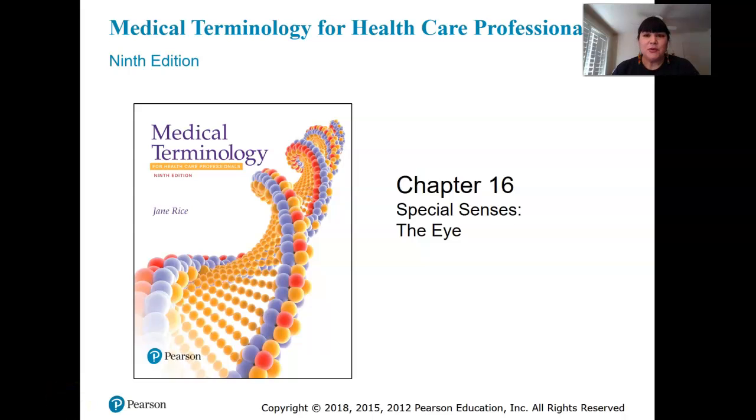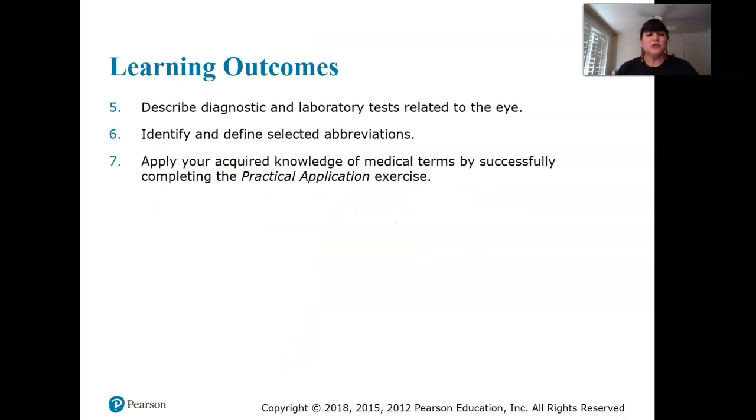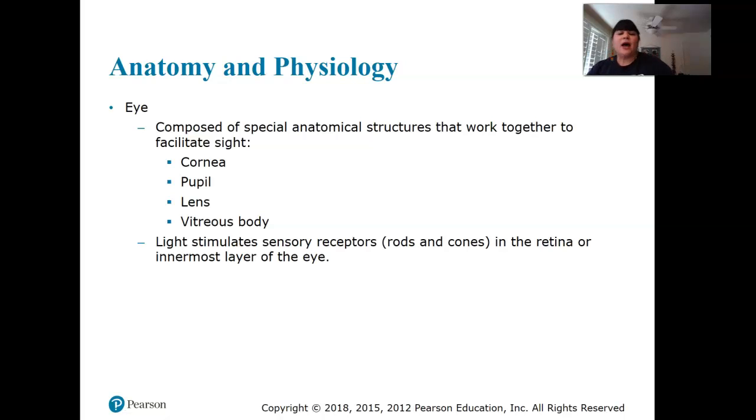All right, we're going to continue talking about the special senses. And in this case, we're talking about vision, right? So again, same thing. We'll talk about the anatomy of the eye and then the physiology of the eye and then disorders. And along the way, we'll have some terminology. Okay, so learning outcomes. Okay, here's the eye.